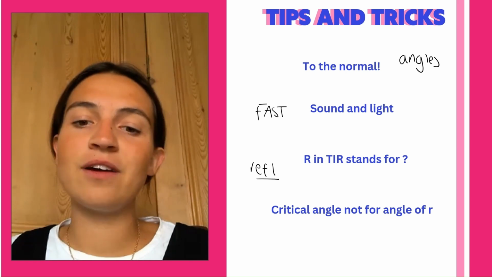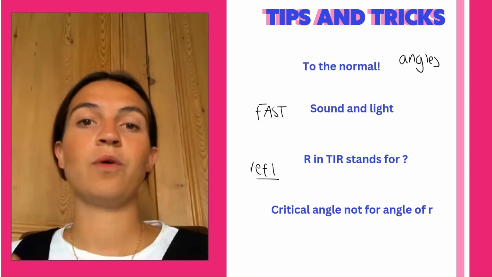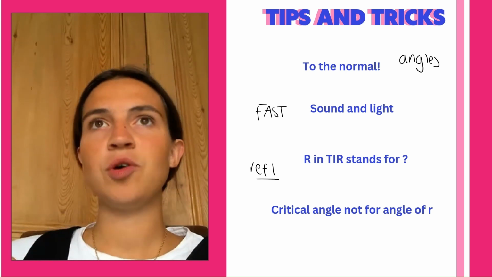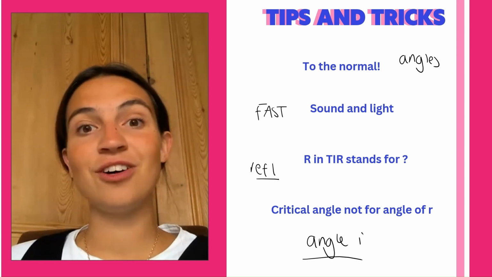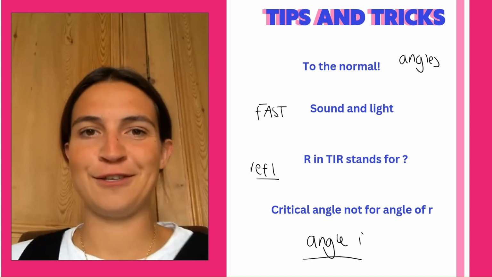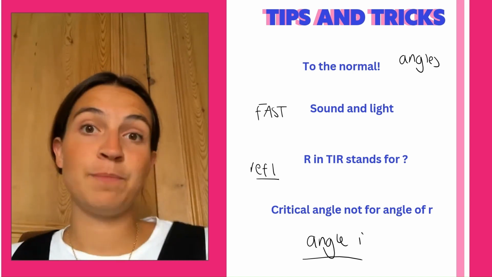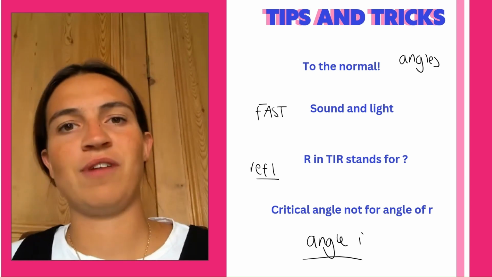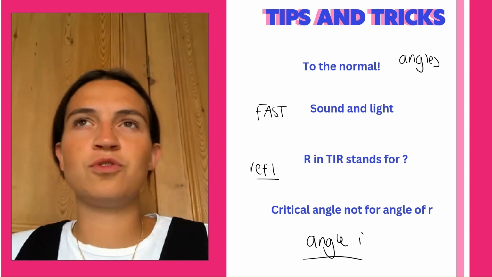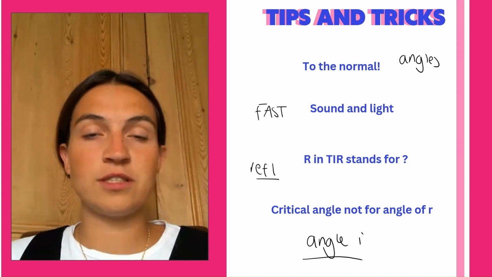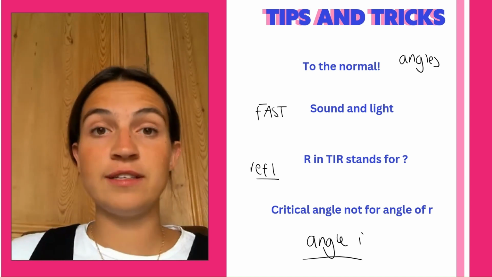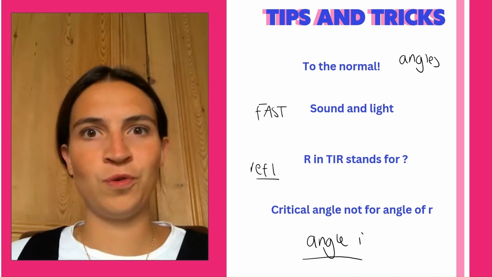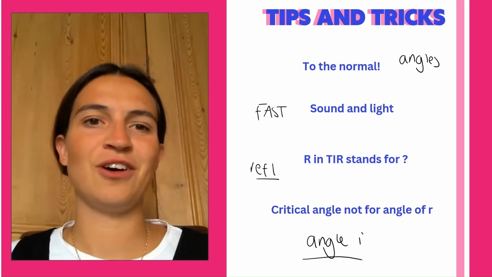Okay, critical angle, not for angle R, yes. So when you are talking about your critical angle, you are actually talking about a specific angle of incidence. Okay, so your critical angle is a particular angle of incidence that gives a 90-degree angle of refraction. Okay, so try not get those mixed up. Your critical angle is not the 90 degrees angle of refraction, it is the angle of incidence that causes that 90-degree angle of refraction.